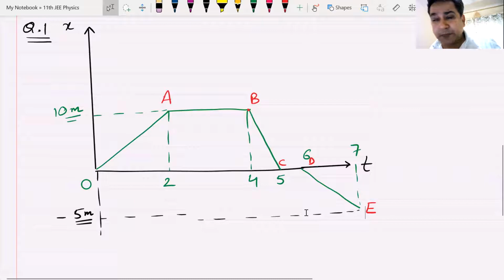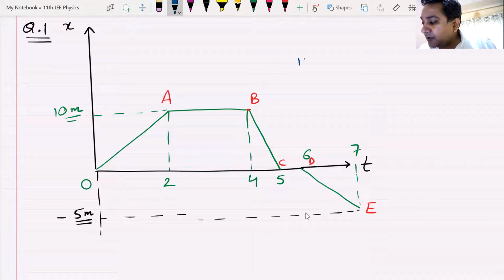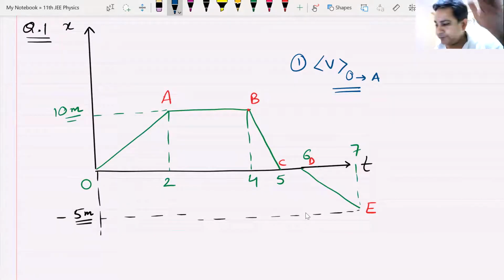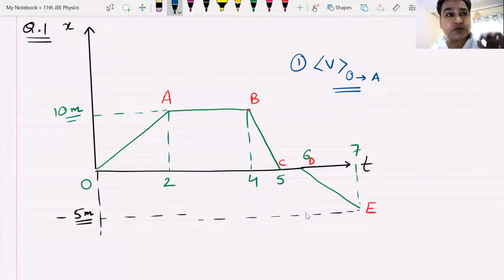Now I will start with the questions, and question number 1 is, let me write question number 1. What is V average from O to A? What is the average velocity from O to A? Your time starts now. Look at the graph, get me the answer, and we are done. What is the average velocity from O to A? I'm waiting for your answer.